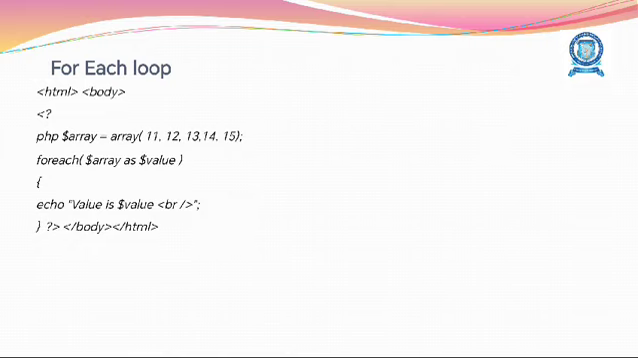For each loop. Here we are displaying array values. We are mentioning the array values 11, 12, 13, 14, 15. Here we are mentioning for each array as value. So each and every element will be taken as the value, and finally we are displaying it with echo with the help of the value variable.